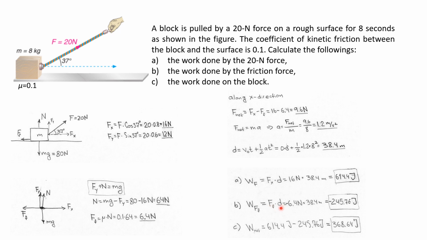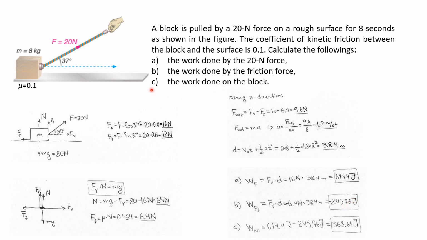Now the work done by the friction force, W sub f, is going to be equal to friction force times the distance traveled. Friction force is 6.4 newtons and the distance again is 38.4 meters, and we just multiply them, but we have to keep in mind the negative sign. So the work done by friction is going to be negative, right? It's going to be in a backward direction. So when we're calculating net work, it's important to keep this in mind. So it's going to be negative 245.76 joules, right?